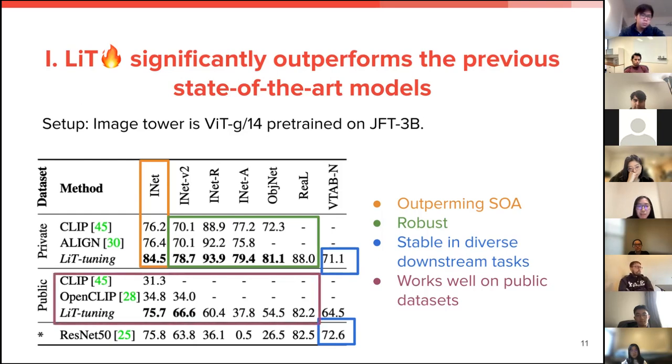Finally, a quick result: all of the previous results are on our really huge private dataset. But if we train our LiT tuning on our very small public dataset, it's actually still achieving a very good result. The previous model is not that stable, achieving only about 30% accuracy, but ours is still even beating the ResNet 50 supervised baseline on ImageNet version 2. So I just think that this is really awesome.